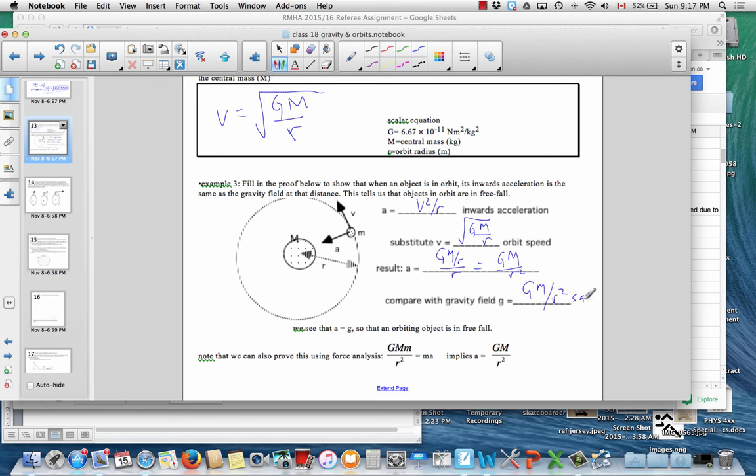It's the same. So that tells us that our acceleration is the same as the gravitational field strength, but that's the condition for free fall. So an object in orbit is in free fall. It's always falling towards the surface of the Earth, or the planet, I suppose, but never getting there.